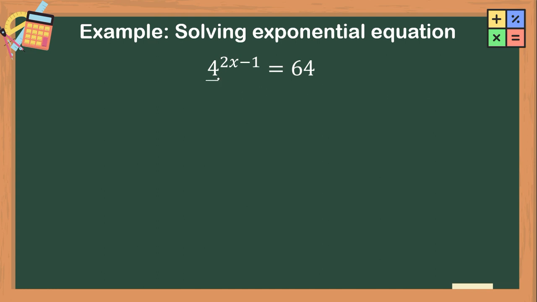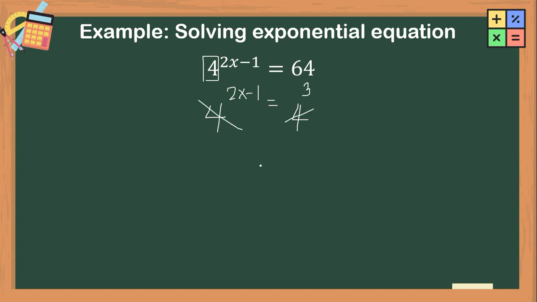So of course, what we follow here is the 4, the smallest base. Just copy 4 raised to 2x minus 1 is equivalent to 1. What is the exponent of 64? Because 64 is divisible by 4. 4 raised to what will be the exponent of 4 for it to equal 64? Answer? It's 3. Why? Because 4 times 4 times 4 is 64.